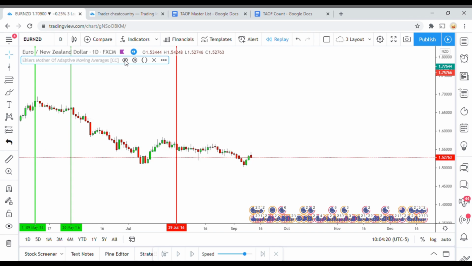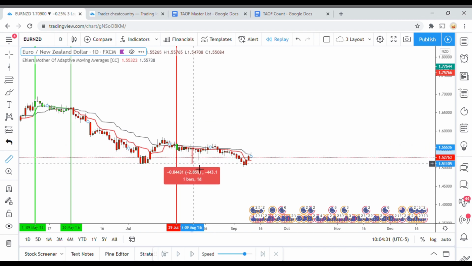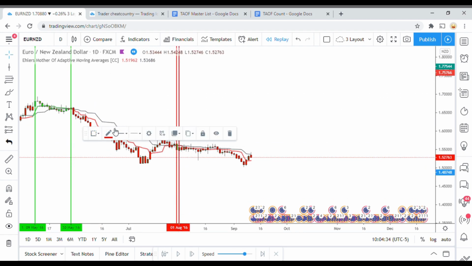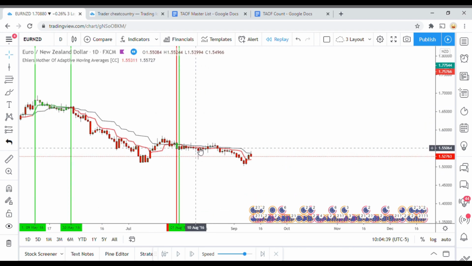Let's see, what do we have going on here? So we pick up a short signal right here, and it does not stop us out, and we definitely get to take profit. So this is part of the reason why I'm not fond of indicators that change the colors of the bars.